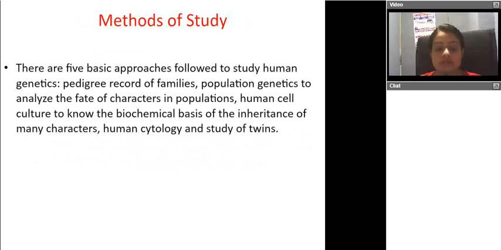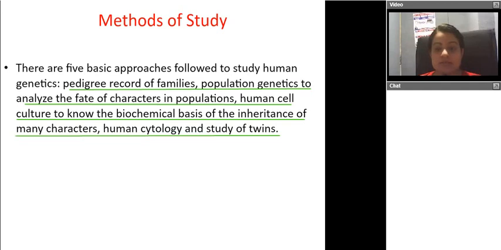Different methods are approached for their study. These include pedigree records of families, population genetics to analyze the fate of characters in populations, human cell culture to know the biochemical basis of inheritance of many characters, human cytology, and study of twins.